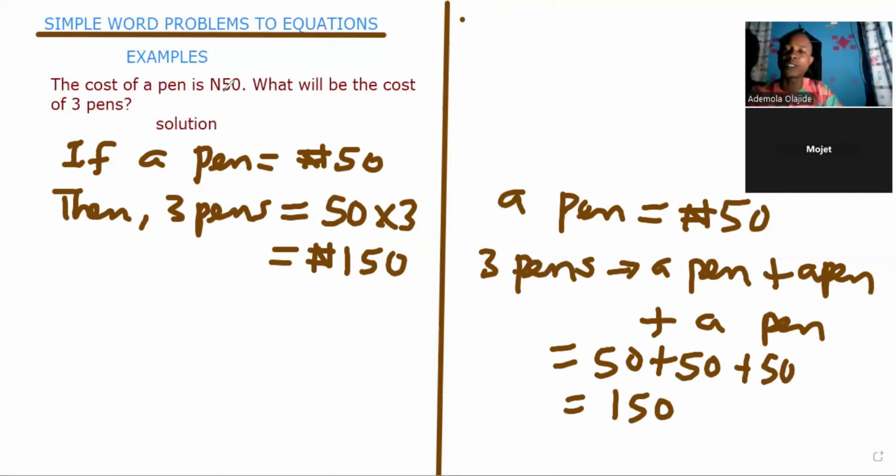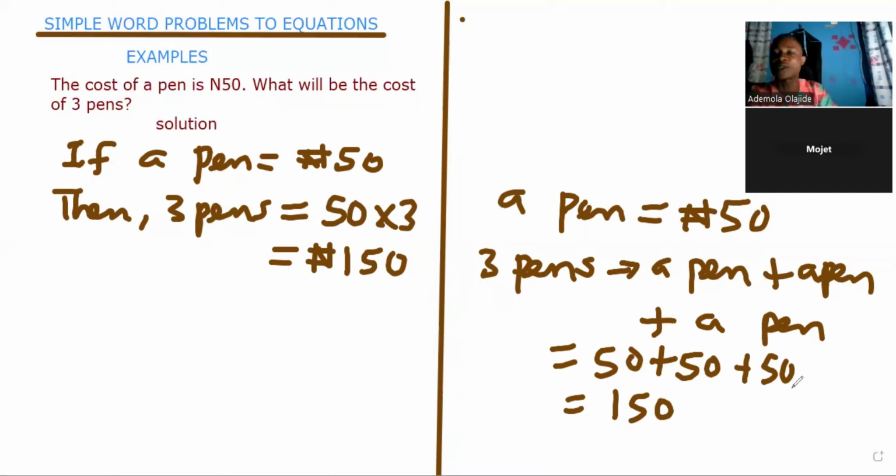But it is not for us. If you use this method, that because I have for one item is 50, if I want to find the value for 3 items, I now begin to say 50 in 3 places, you are now adding. It is not rational enough. Why? What about if you are finding the value for maybe 20 pens? Will you now say 50 plus 50 plus 50 plus 50 in 20 places? That will take your time.